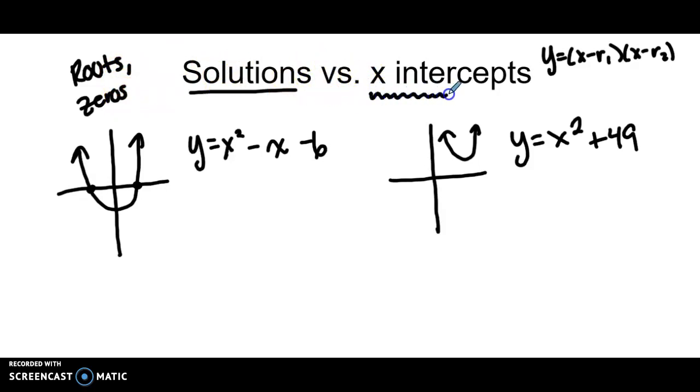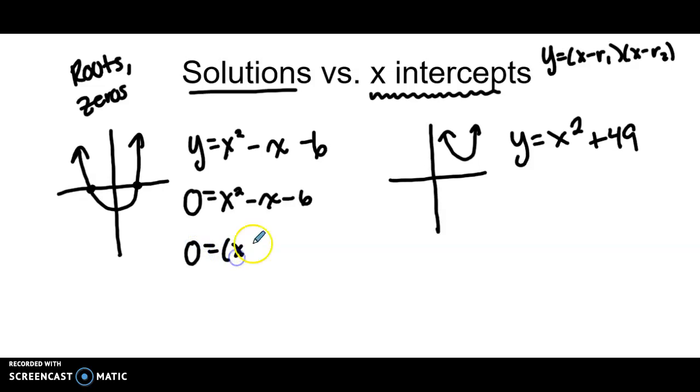I just want to make one differentiation between x-intercepts and solutions. Let's take a look at this first parabola. It's the equation y equals x squared minus x minus 6. If I said find the solutions, the x-intercepts, the roots, or the zeros, you would have to know how to solve that. And remember, to solve that, we set y equal to 0. In this one, we have choices. We can use the quadratic formula, or we can factor it. Let's factor it.